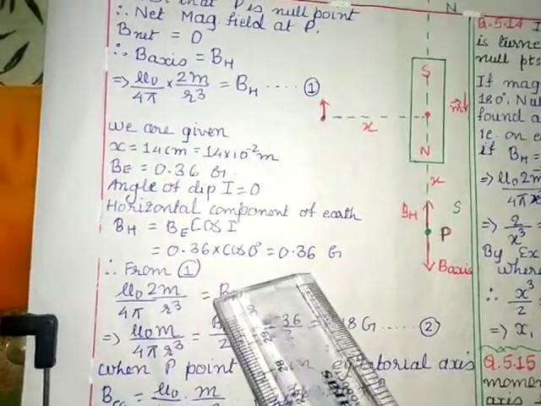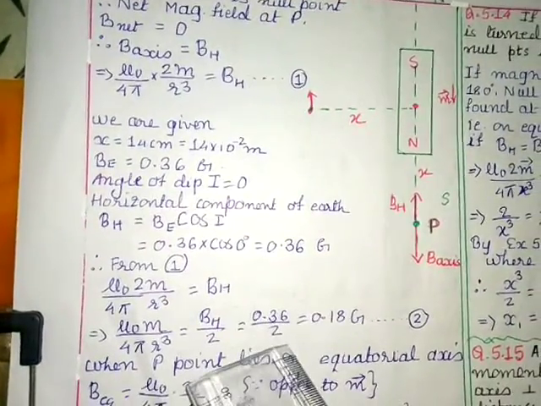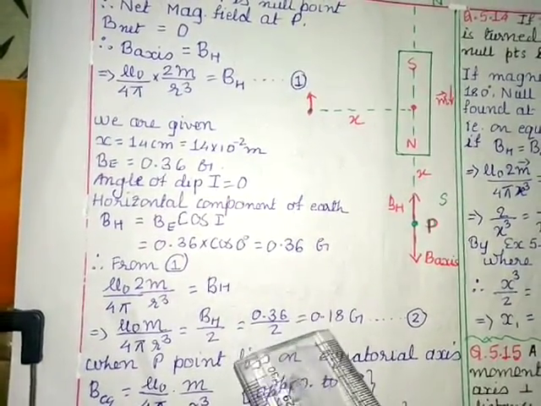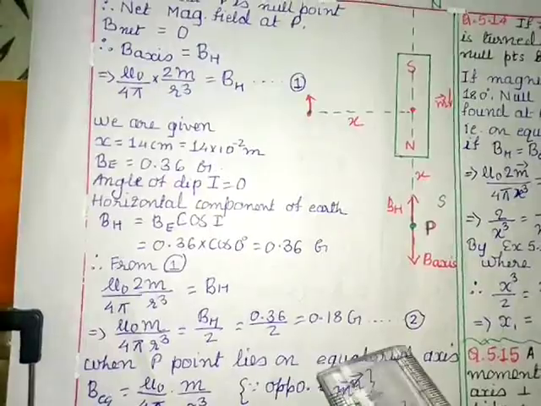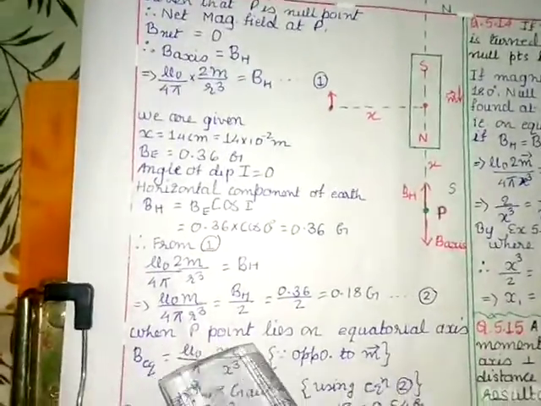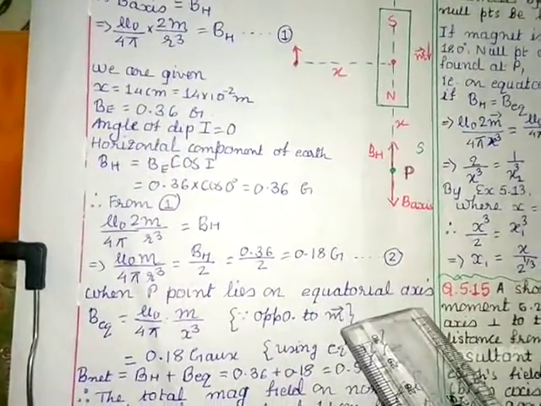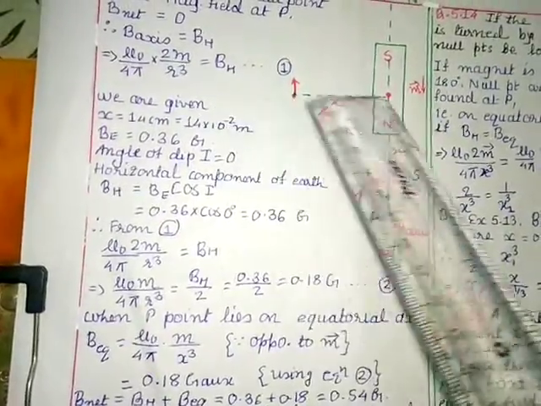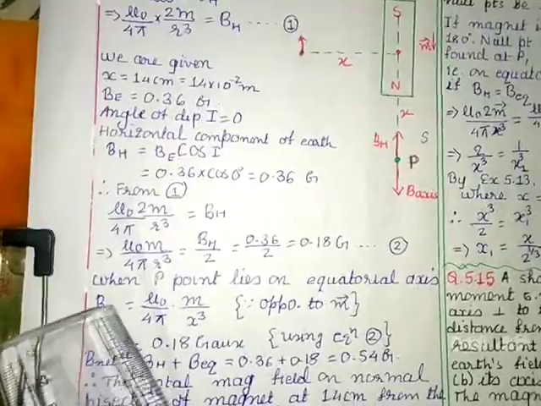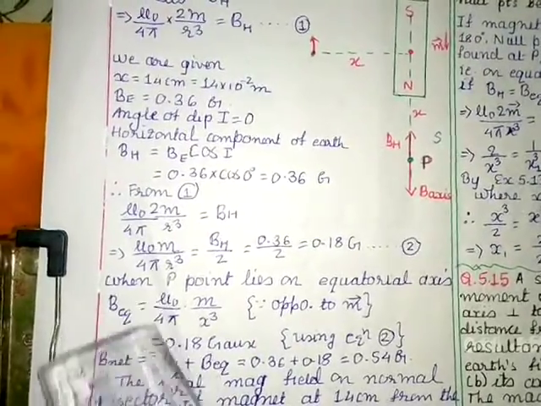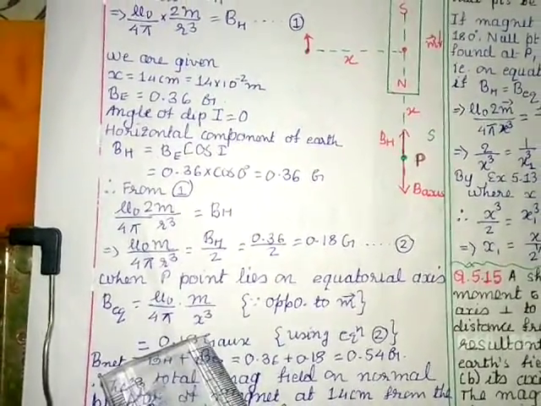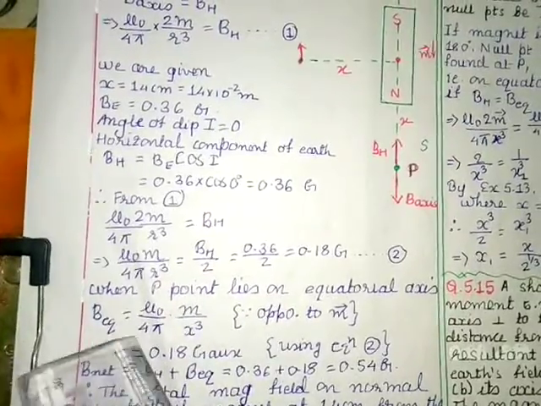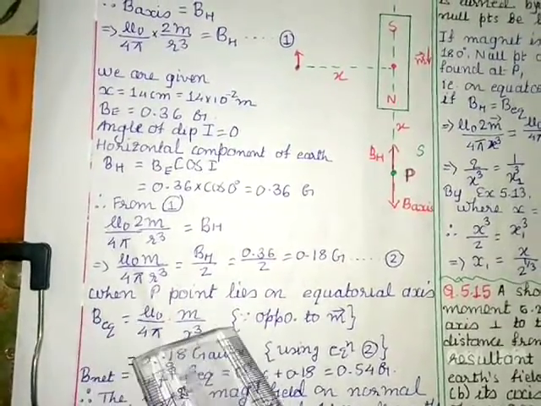BH value from here you put 0.36. So 0.36 divided by 2, you get 0.18 Gauss. Call it number 2. When P point lies on the equatorial axis, and P point lies here at the distance x, the B equatorial is given by mu naught by 4 pi, m divided by x cube.